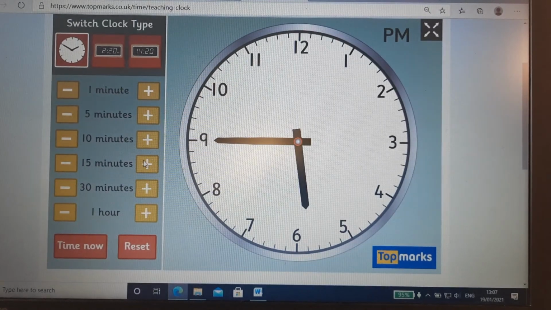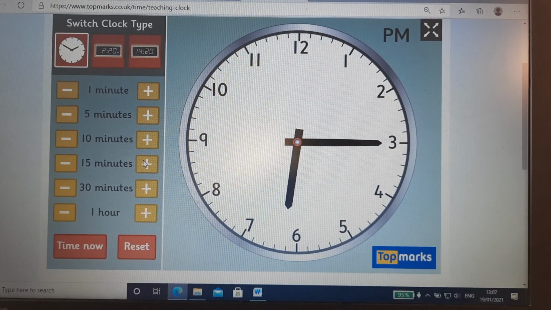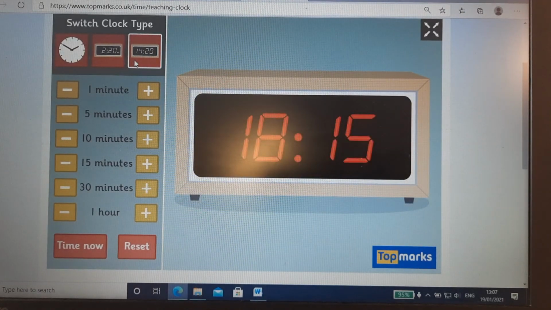Let's have a couple more. So another 15 minutes and another. Right. Now let's have a look at this time. It's 6:15 in the evening. What do you think this would be in 24-hour clock? Press pause whilst you write it down. Okay, our time there would be 18:15 because 6 o'clock is the 18th hour.